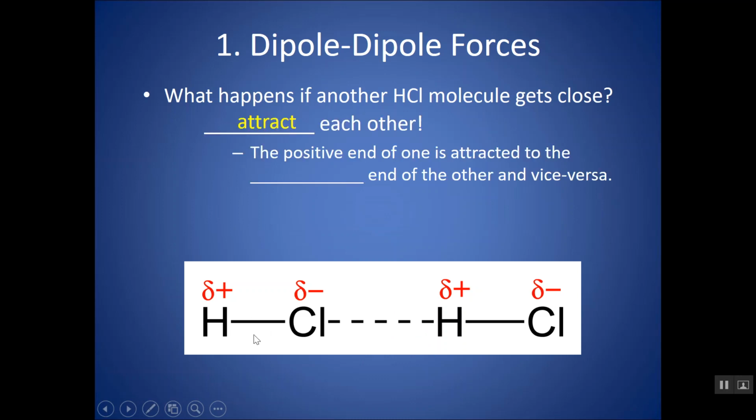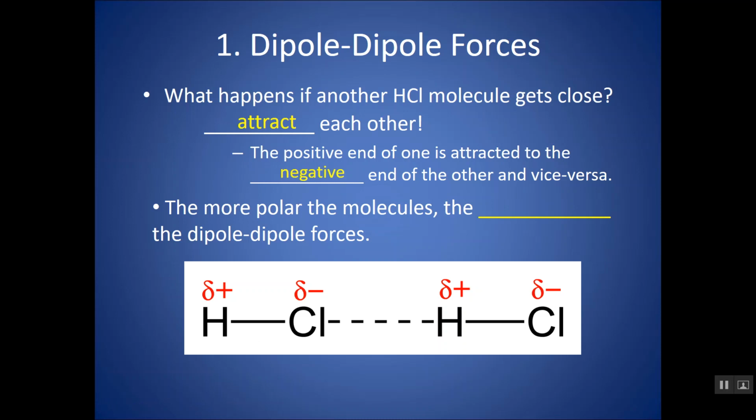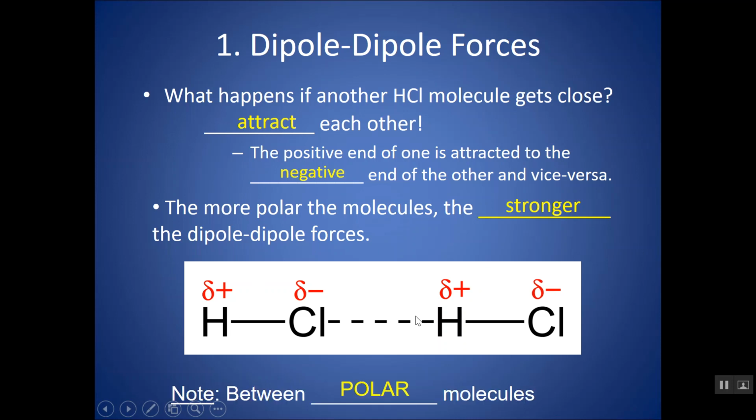Okay, so these would attract each other. The positive end of one side is attracted to the negative end of another, and vice versa. The more polar the molecule, the stronger this force will be. Now, why is this called a dipole-dipole? Because it's between a polar molecule and another polar molecule, or a dipole and a dipole. It could be between two of the same polar molecules, or it could be between two different ones, like HCl and HBr. They would be attracted to each other in the same kind of way. So very eloquently, they called it dipole-dipole force.